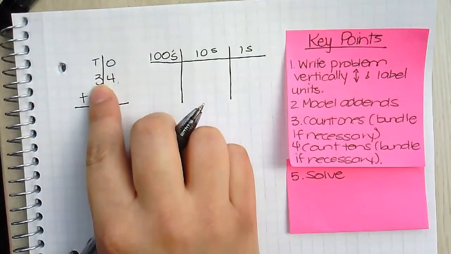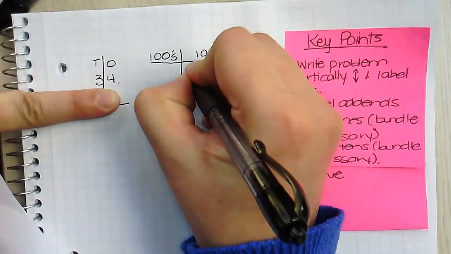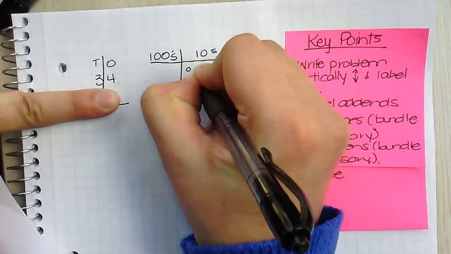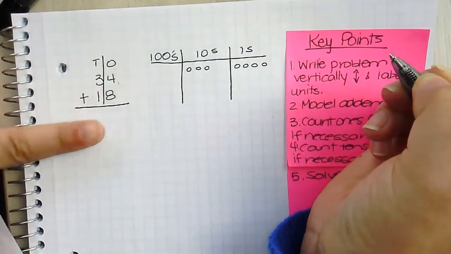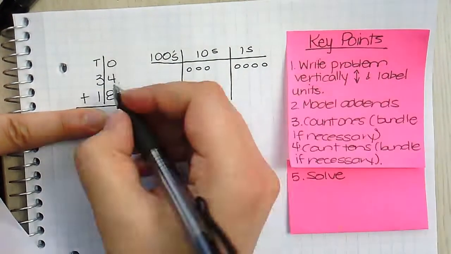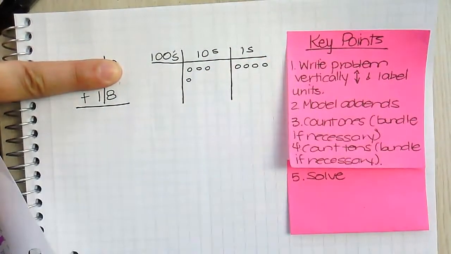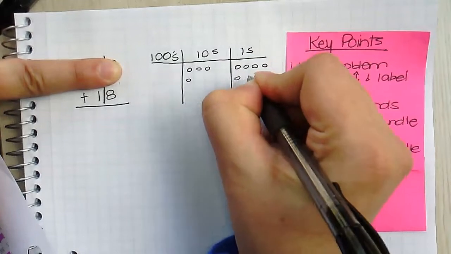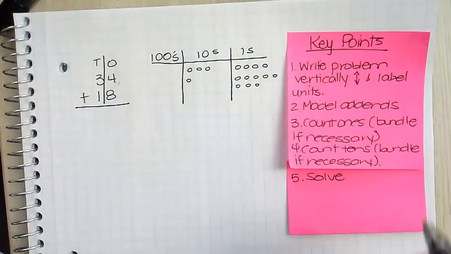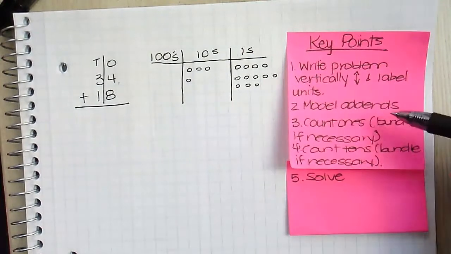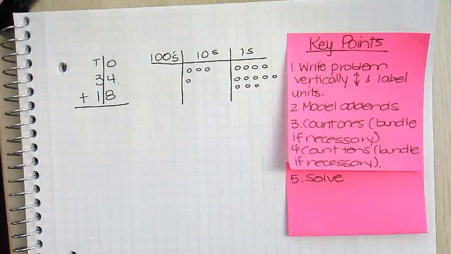So I look at the first number and I model it, 34. I draw 1, 2, 3 tens, and I draw 1, 2, 3, 4 ones. The second number, I add it. So I don't look at the first one anymore. I draw 1 ten and 8 ones: 1, 2, 3, 4, 5, 6, 7, 8. I'm done drawing and modeling the addends.